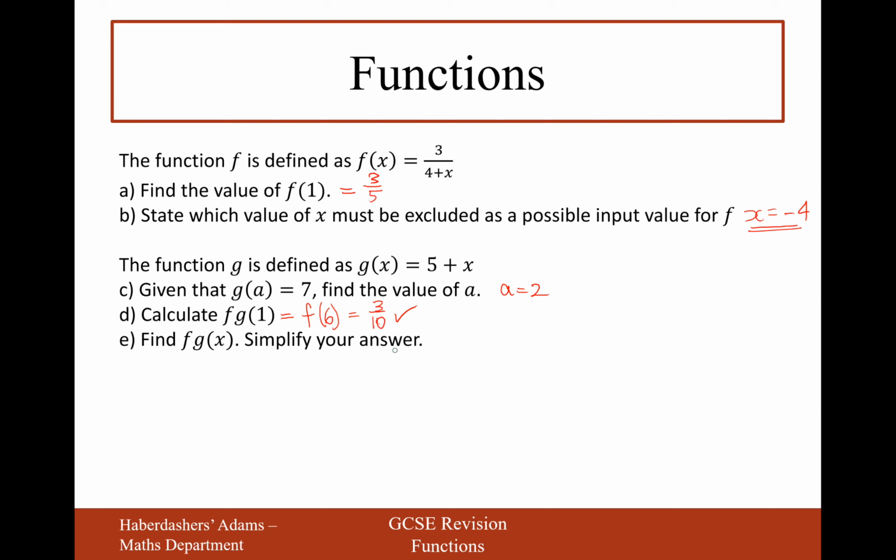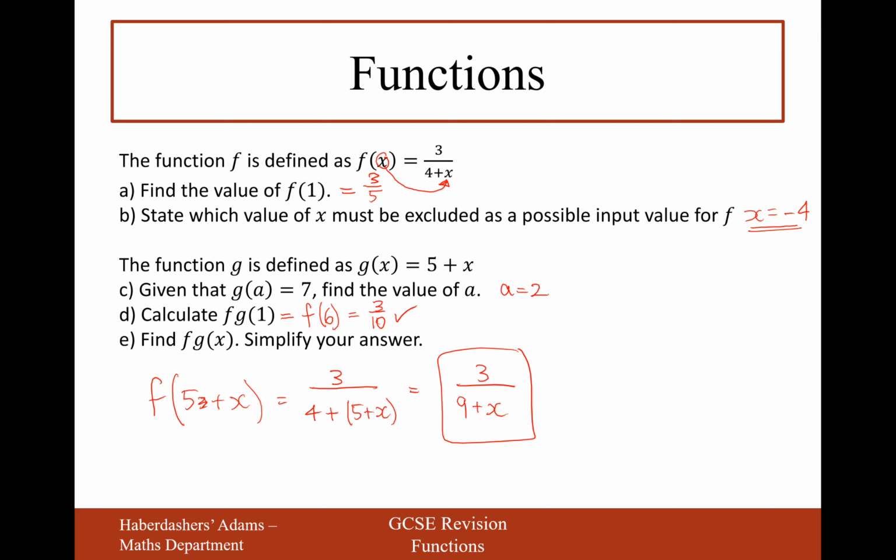find fg of x and simplify your final answer. So it's going to be f, and then the g function happens first, so it's 5 plus x. And then what I do with that is I then put the 5 plus x into the f function. So it's going to go in where x is into the f function. So it's going to be 3 over 4 plus 5 plus x. And now I can tidy up the bottom a little bit, it'll just be 9 plus x. So there we are, that's the answer to fg of x.